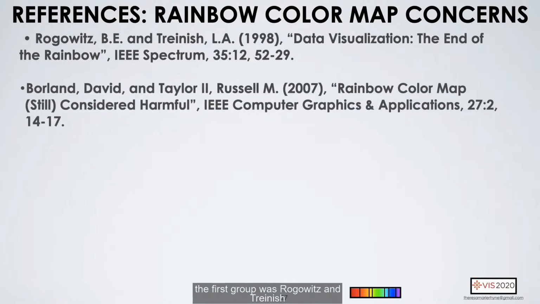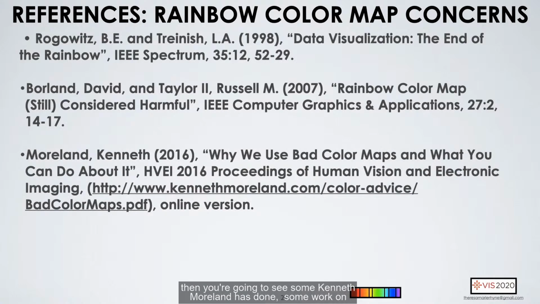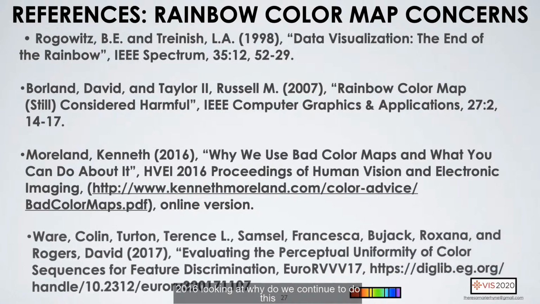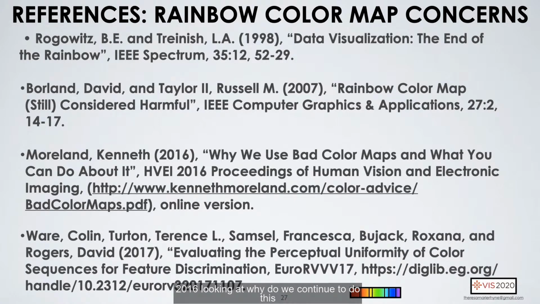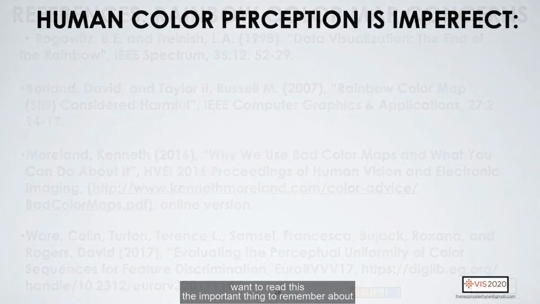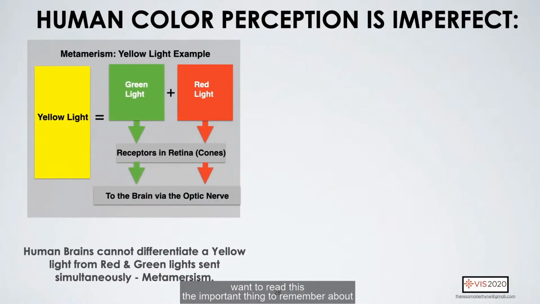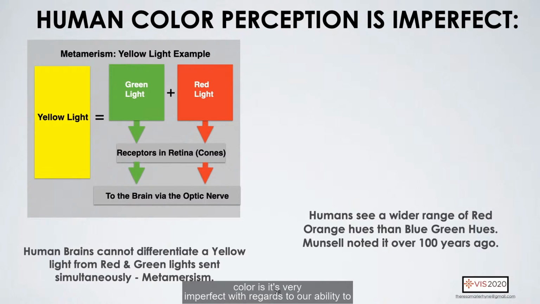The first group was Rogowitz and Treinish at IBM. Borland and Taylor analyzed how often the rainbow color map was still being used as of 2007. Kenneth Moreland has done some work in 2016, looking at why we continue to do this. And Colin Ware and his team have also done some other work, so if you want to read this. The important thing to remember about color is that our ability to perceive it is very imperfect.